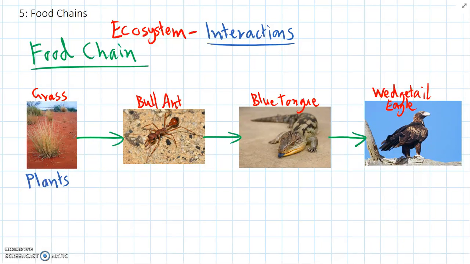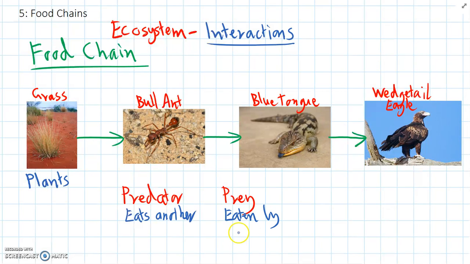So next, there are a few different words to learn about to describe organisms in a food chain. The first thing is predator and prey. A predator is a species that eats another species, while a prey is the opposite. It is eaten by another species.